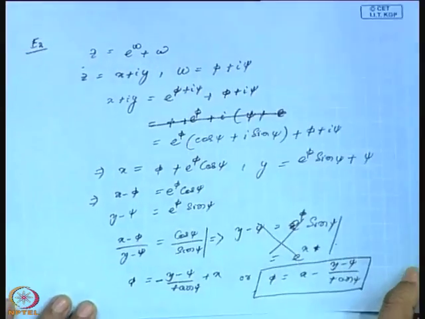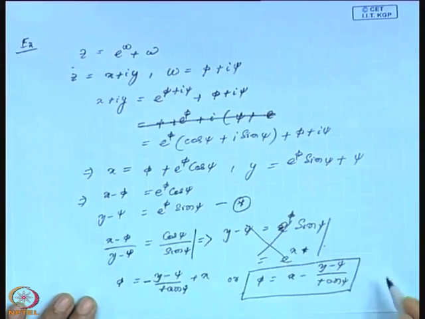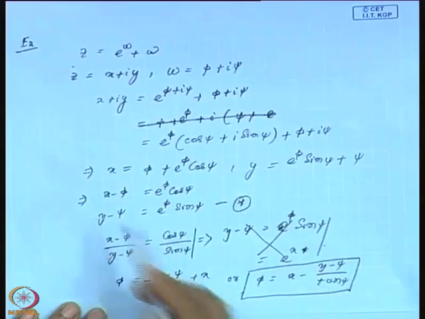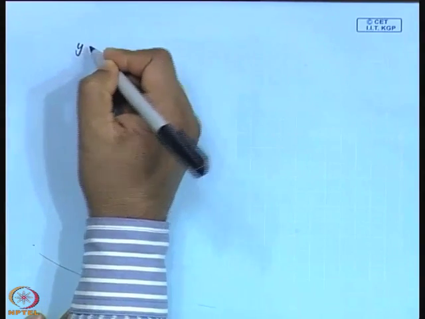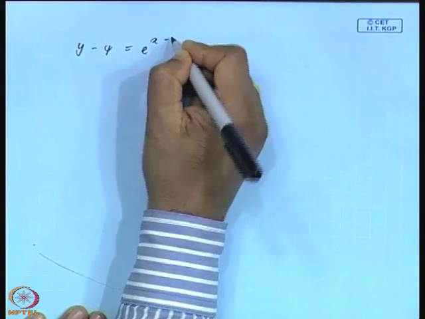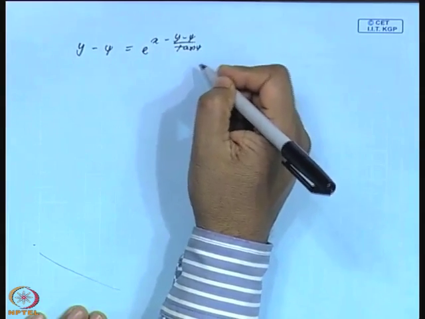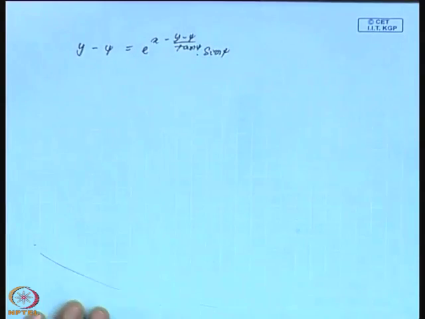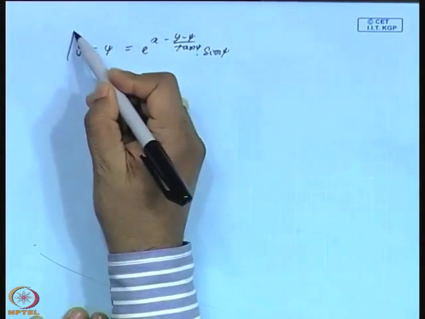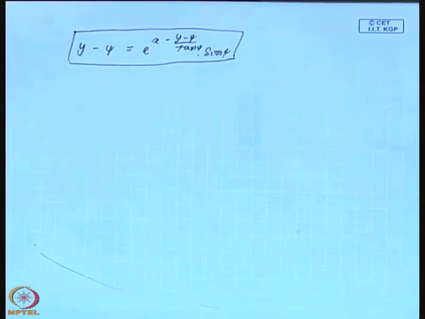Now, if I substitute for phi in this expression star, then I will get y minus psi is equal to e to the power x minus y minus psi by tan psi, into sin psi. So, now I have eliminated phi completely, there is no phi in this. So, this is a function of psi.